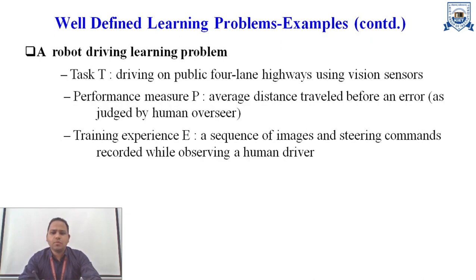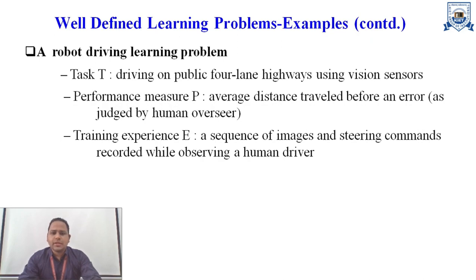So up to what distance, without making any kind of errors, the robot has successfully traveled. So the average distance traveled before an error, okay, that is our performance measure. So how much distance the car travels.